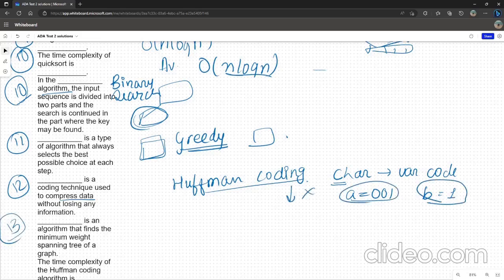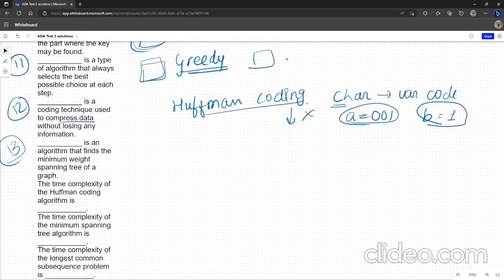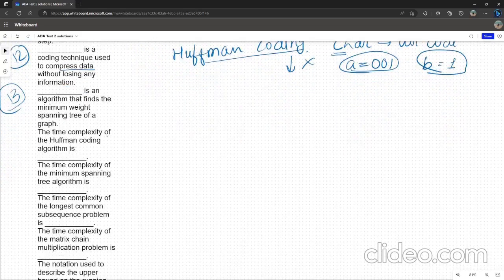Next question is, dash is an algorithm that finds the minimum weight of spanning tree of a graph. To find the minimum weight spanning tree, we use the algorithm known as minimum spanning tree algorithm to find the minimum weight spanning tree of any graph.